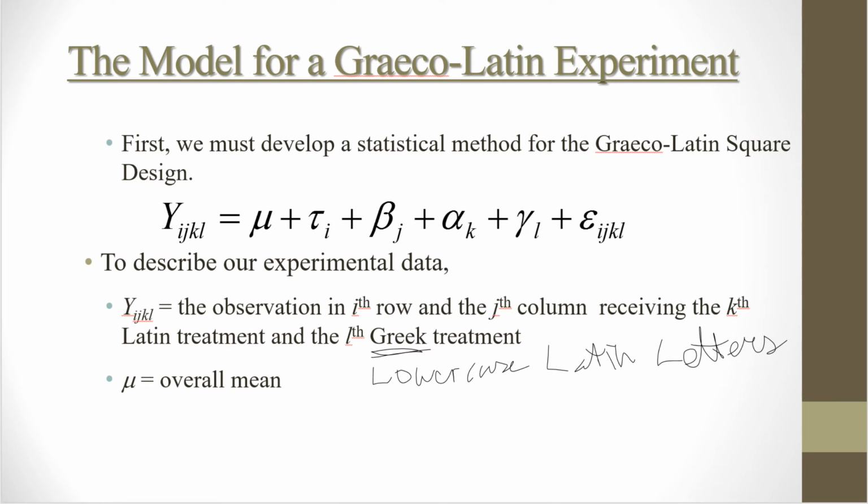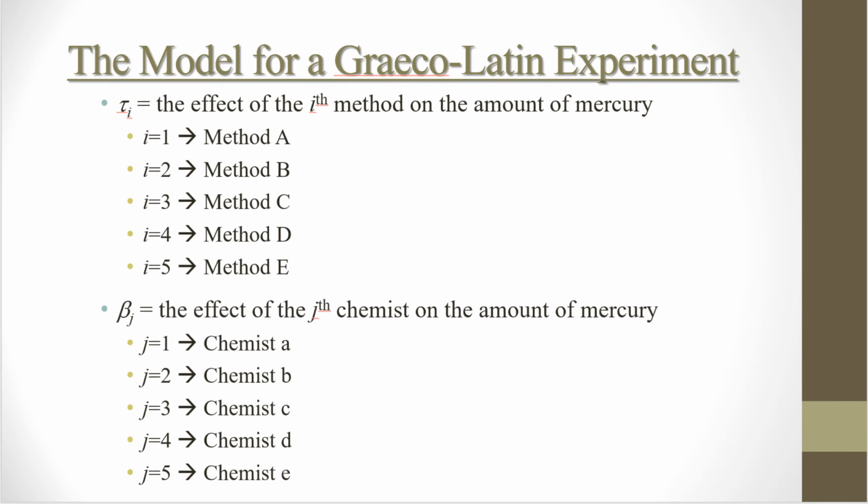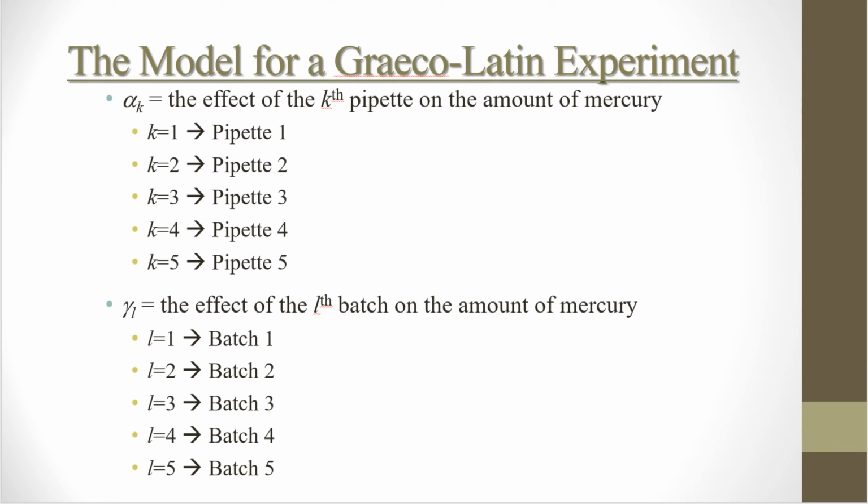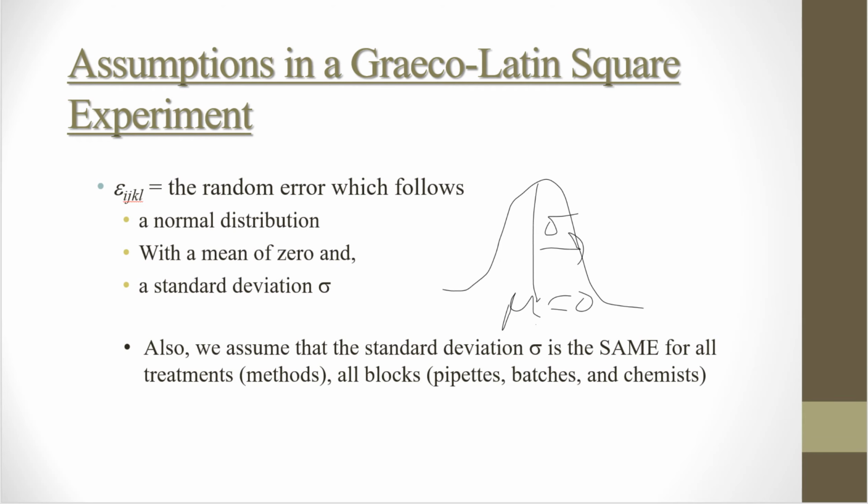Mu is the overall mean. Tau_i is the effect of the ith method on the amount of mercury. Beta_j is the effect of the jth chemist on the amount of mercury. Alpha_k is the effect of the kth pipette on the amount of mercury. And gamma_l is the effect of the lth batch on the amount of mercury. And then finally, epsilon_ijkl is the random error, which we assume follows a normal distribution with a mean of 0 and an unknown standard deviation of sigma.